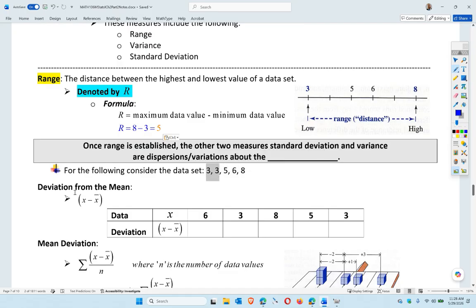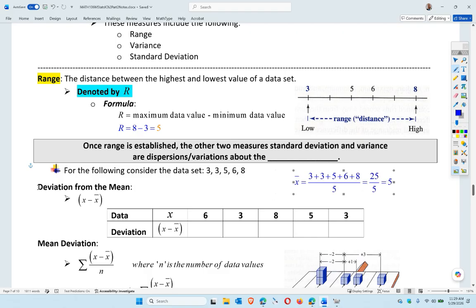So let's talk about the mean deviation. To first understand a deviation, you have to know where the center of the data is. So we first need to understand the mean. If I add those up, I get 25, and if I divide by 5, I get 5, right? So the center of my data is 5.